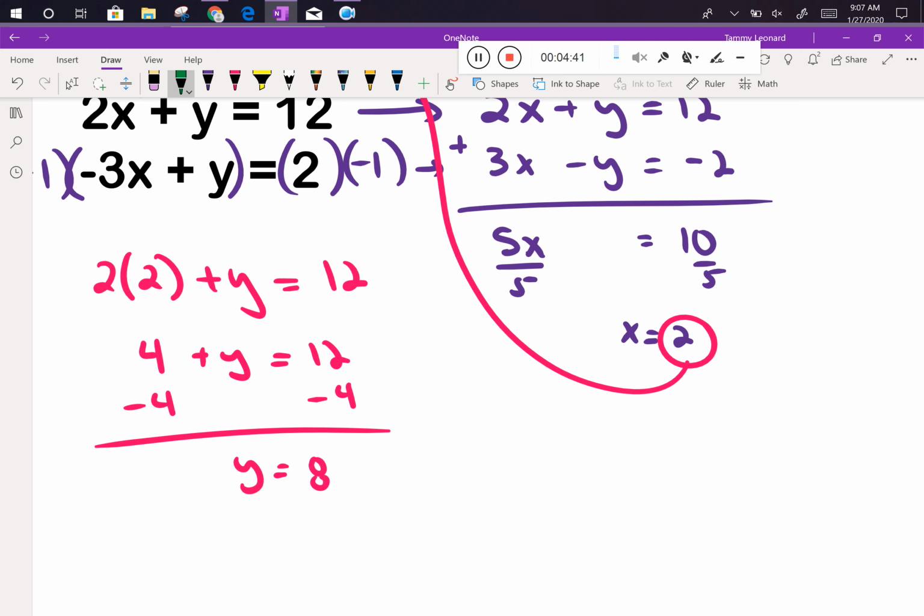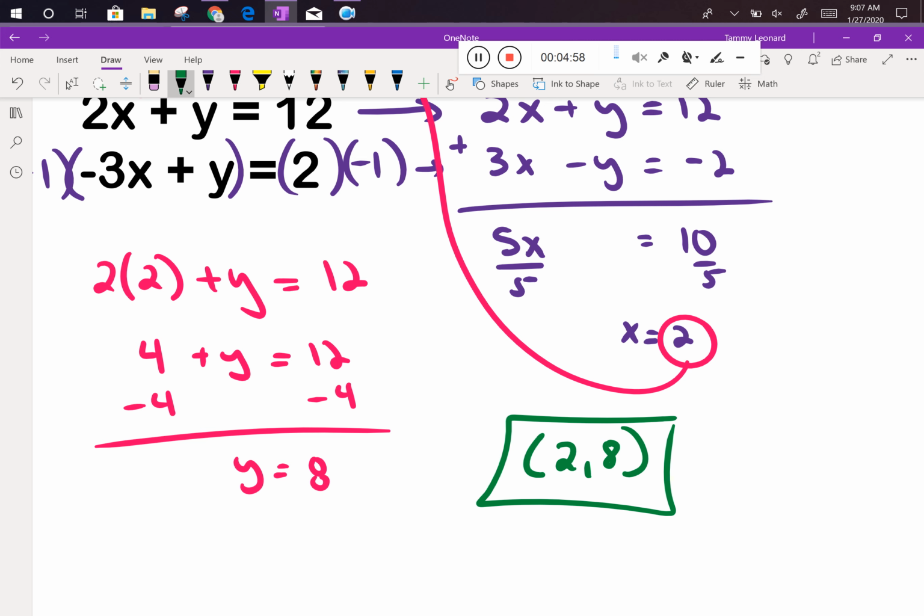Because remember, when we're solving a system, we're looking for the point of intersection. We want to know, where do these two lines meet? So whether we do that by graphing or by algebra, no matter what, we're looking for that ordered pair. So we have to remember to write our answer as (2, 8). We have to actually say, hey, this is the point where these two lines meet.